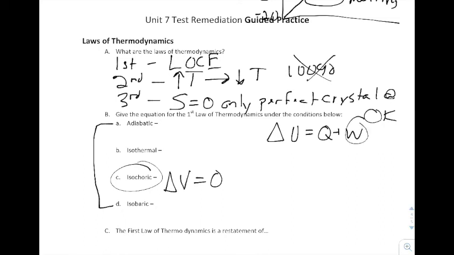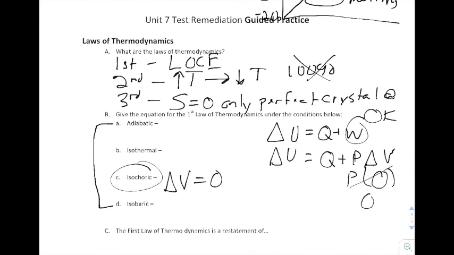But remember that work has an alternative form. So you have work equals pressure times change in volume, which is the same thing as work equals force times distance. You can't do work if something doesn't move. Likewise, if something doesn't expand or contract, you can't do work. So because of that, when I plug in 0 here, 0 times pressure is still 0, and 0 plus Q is going to be Q. So under isochoric conditions, delta U is equal to Q.